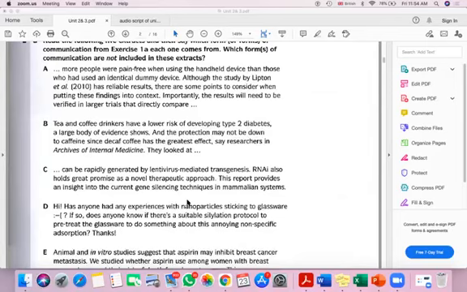Number A, more people were pain-free when using the handheld device than those who have used an identical dummy device. What is the meaning of dummy? Dummy means not real.